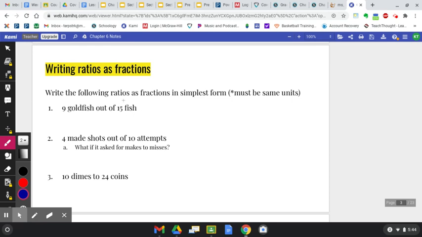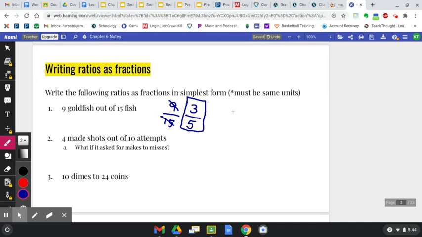So the first one we want to do is write the following ratios in simplest form. So it says 9 goldfish out of 15 fish, right? Same unit, they're fish. There's 9 out of 15, right? Now, I want to write that in simplest form, meaning I know that 3 goes into both of these, right? So I can reduce that. 3 goes into 15 5 times. So this is the simplest form. The ratio is 3 to 5, right?